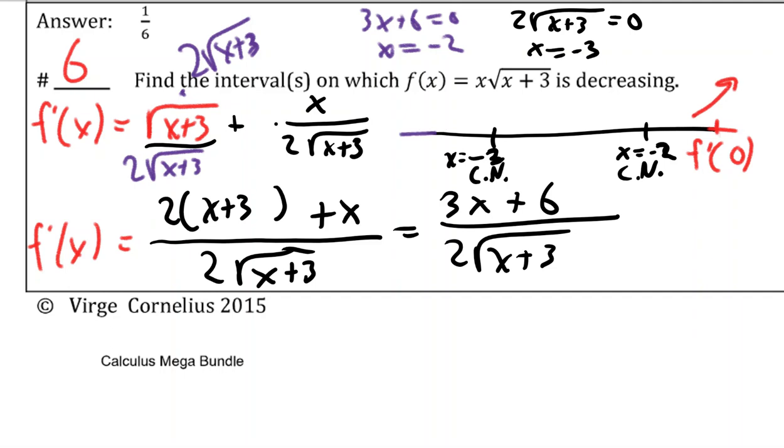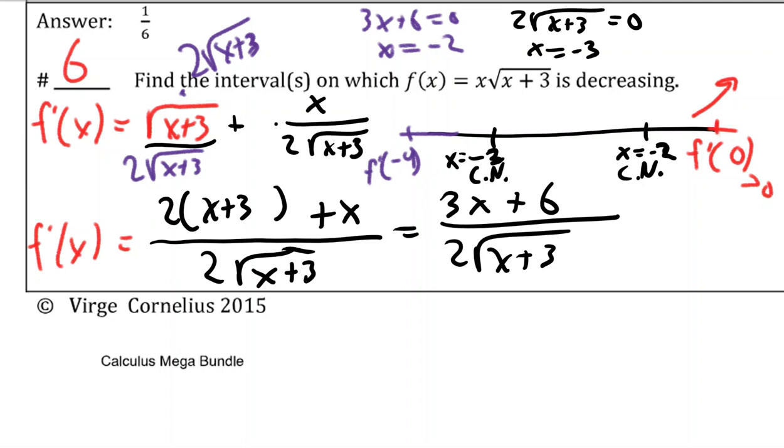To know what's happening to the left of negative 3, I need to plug in any number to the left of negative 3, like maybe negative 4. And again, luckily, we don't have to get a specific number. We just need to know if it's positive or negative. So plugging in negative 4, the numerator goes negative. When I plug negative 4 into the denominator, what happens? It's imaginary. You get the square root of a negative number.